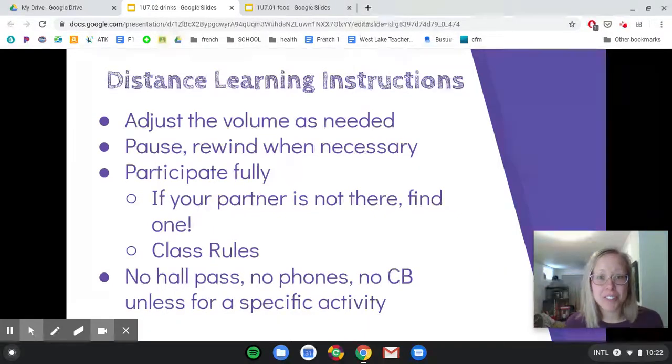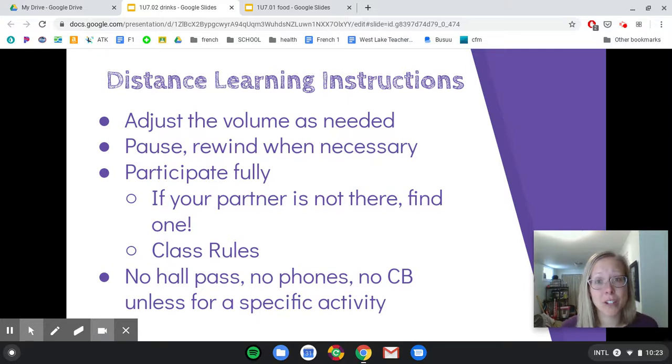Today we're learning about drinks, so just a few distance learning instructions before we begin. Make sure that you adjust the volume so that you can hear. You can also pause or rewind this video whenever necessary. Make sure that you are participating fully. So that means if your partner is not there, make sure you are finding one. That is up to you.